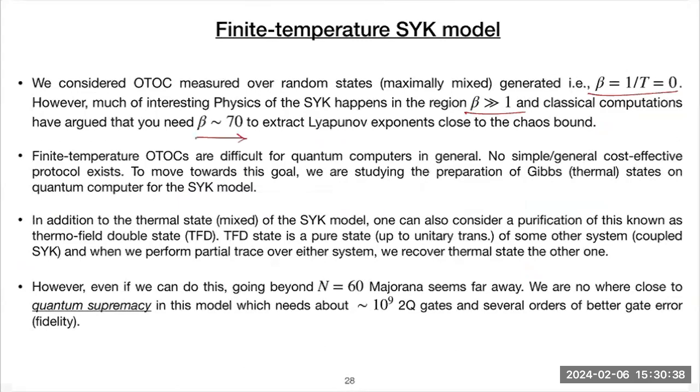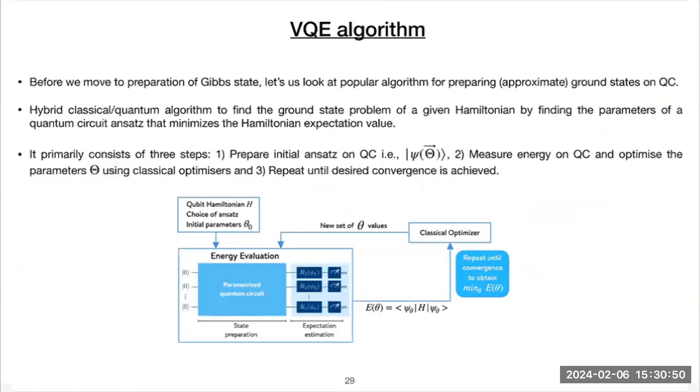We have to go to large values of beta, and we also have to go to large numbers of fermions, which needs about 1 billion 2-qubit gates. But we are looking into this direction and trying to compute these Gibbs states for the SYK model using VQE algorithms. I don't have a lot of time, but I can quickly go through this.